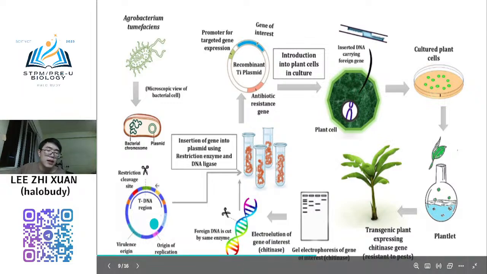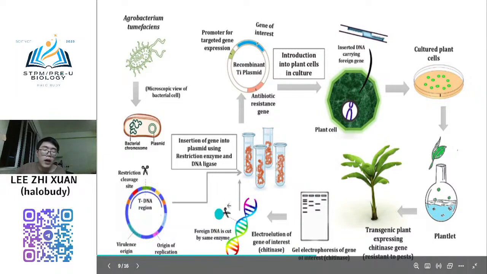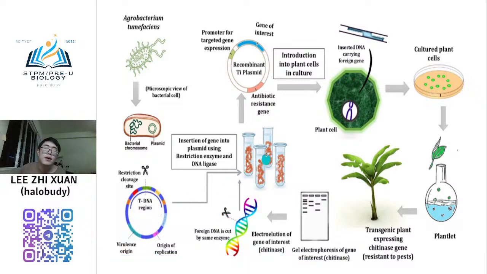After that, you use the restriction enzyme to cleave the restriction site of the plasmid, right? And at the same time, you also want to have the gene of interest, same as the process that you used before. So after you have the gene of interest, you will insert it into this Ti plasmid to form the recombinant Ti plasmid.